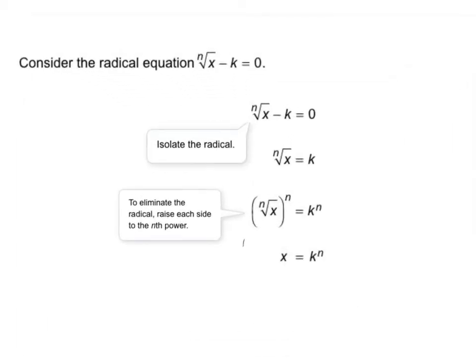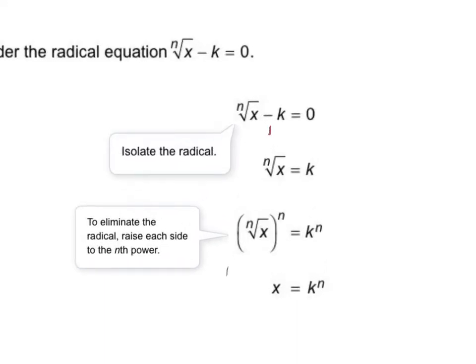So the first thing we need to do when solving for x, we need to isolate the radical. So we need to get this square root to be all by itself. So in this example, how we would do that, we would add k to both sides. So the k's would cancel out on the left, and we would have 0 plus k, which ends up being k. And here we get the radical to be all by itself. So we isolate the radical.